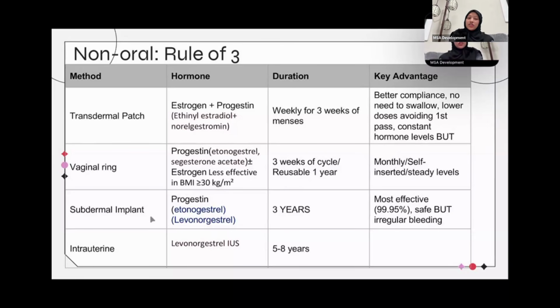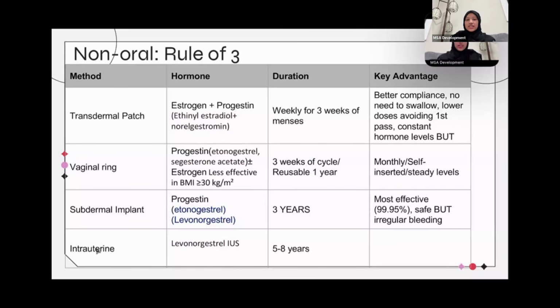Subdermal implant, which is under the skin, is progesterone only, lasts 3 years, and it's the most effective and it's safe. But there is irregular bleeding, breakthrough bleeding, like we mentioned with progestin. All of these side effects we already mentioned in the oral, it's the same. Progesterone and estrogen side effects.